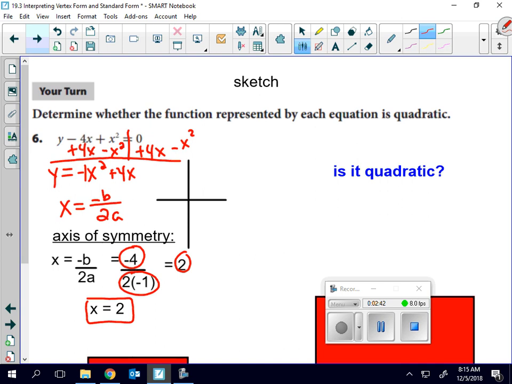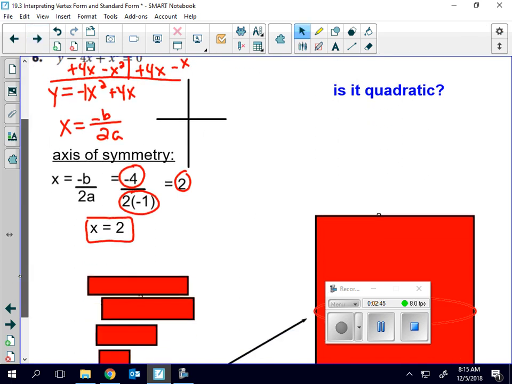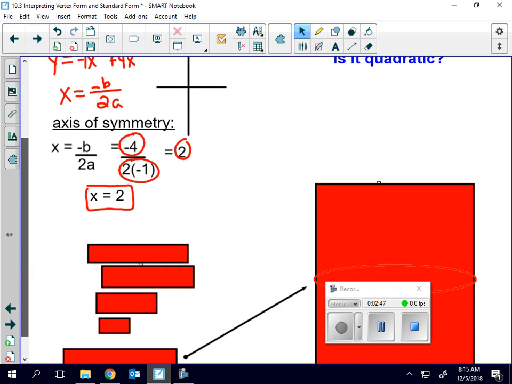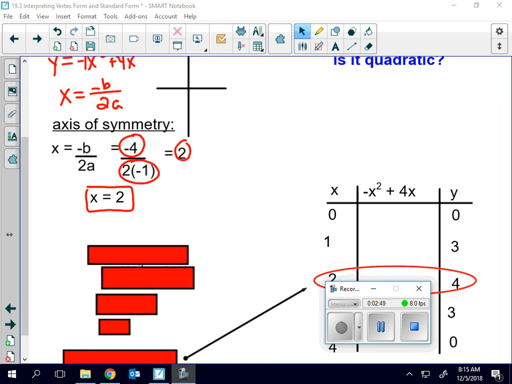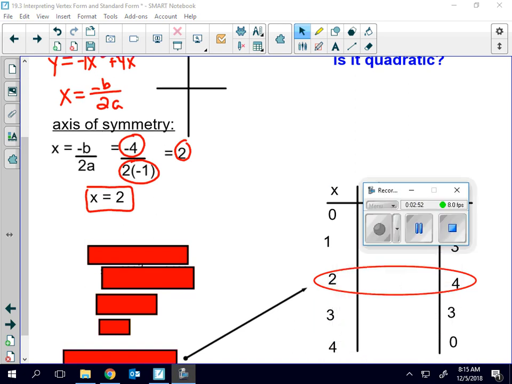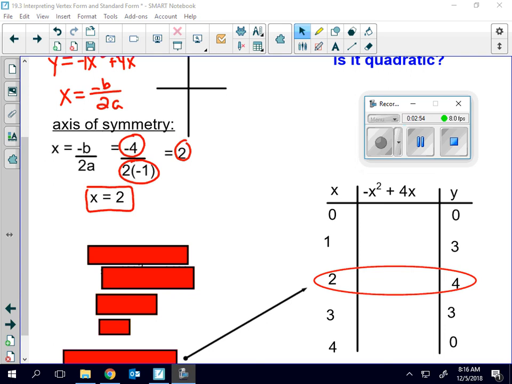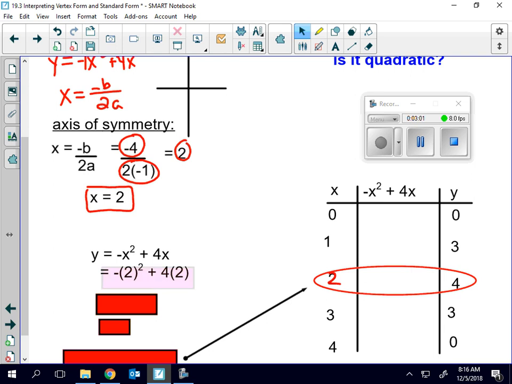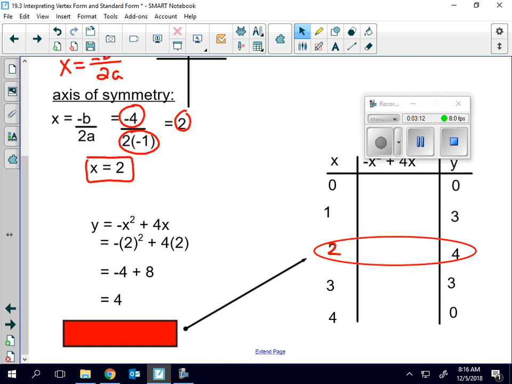So that is part of our table. Trying to remember what I wrote here. Here's my table. I put the 2 in the table, right, because that's my axis of symmetry. And how did I get the 4? Well, I plugged in my axis of symmetry to find what y equals, and y equals 4. The vertex is 2, 4, you guys know that.